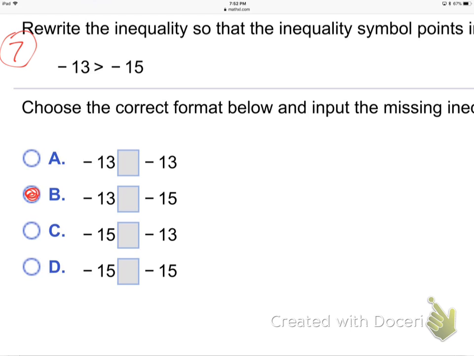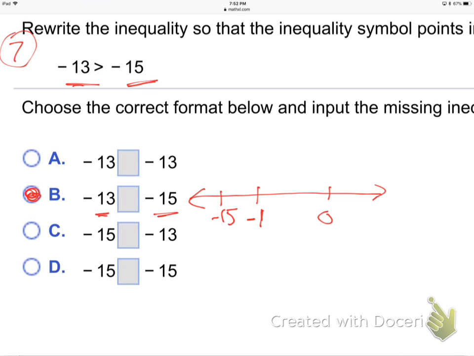They're just saying which one has the negative 13 and the negative 15. B does. Now, what symbol goes in the middle, though? How does the symbol go? Which one of those numbers is actually the larger number? Careful, they're both negative. Think about the number line. If this is 0 here, negative 13 would be there, and negative 15 is there.